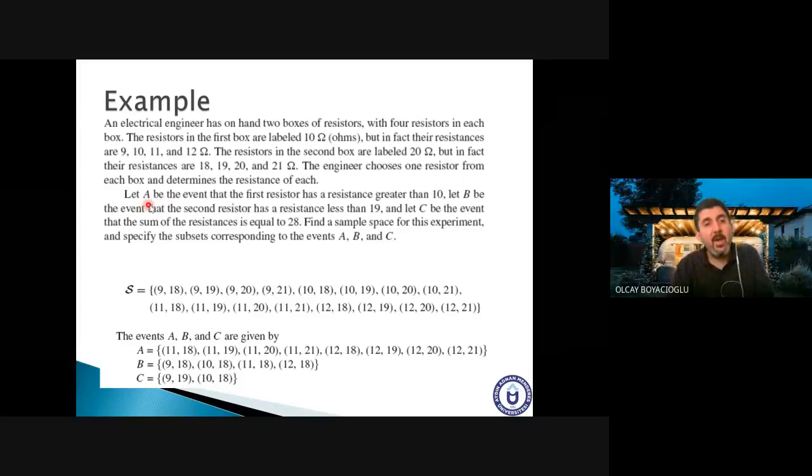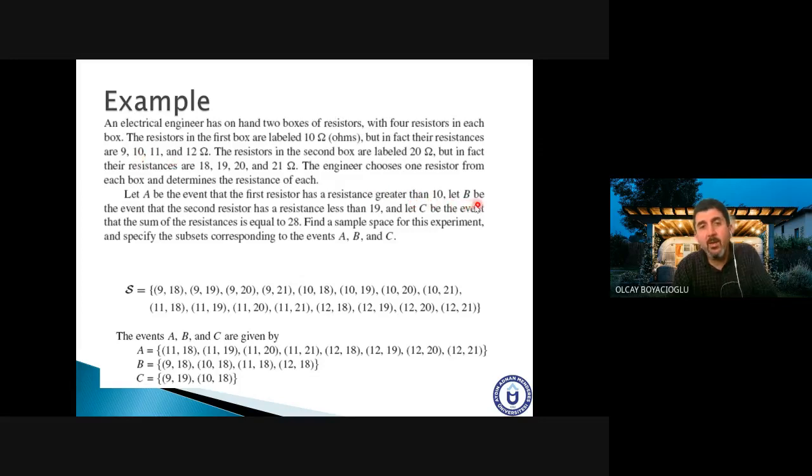Okay. Let capital A be the event that the first resistor has a resistance greater than 10. The resistor from the first box must be greater than 10. So it could be only 11 and 12, because it says greater than 10. Right? 10 is out of the question here because it says greater than 10.